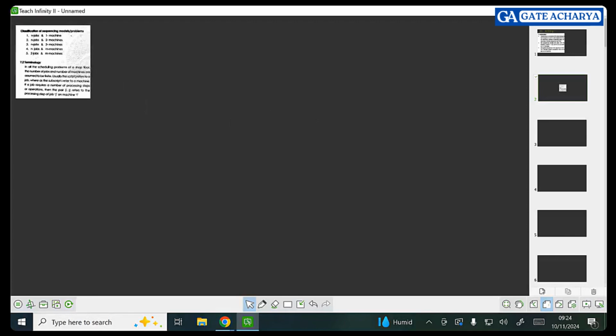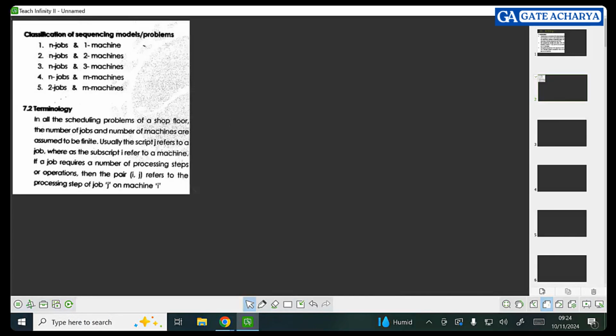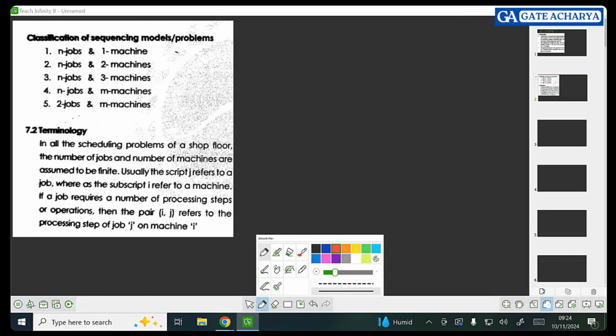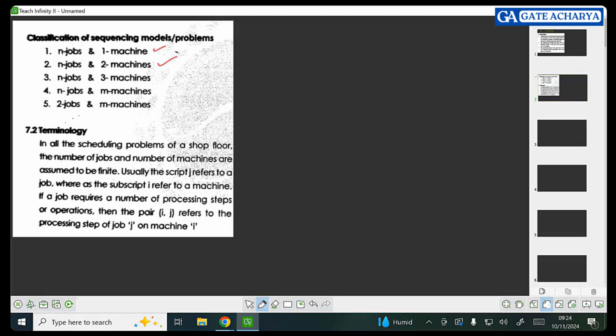What conditions we have? Right. Now here you take this kind of thing. Now, classification of sequencing modeling problems. Okay. If n jobs are there, one machine only. If n jobs, 2 machines are there. N jobs, 3 machines. Most of the times the question comes from n jobs 1 machine, mostly n jobs 2 machines. Okay. And however, we'll also get the question from n jobs m machines, which means we don't know the number. Jobs are 10, machines maybe 15. Like 2 jobs, 1 machine.